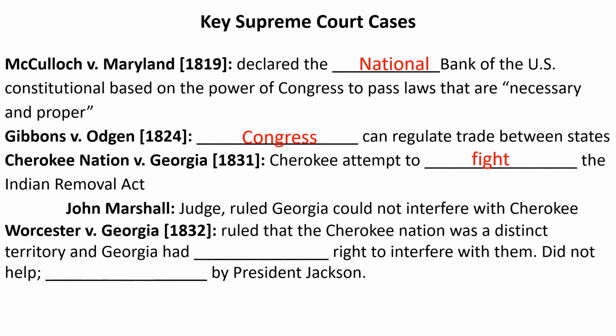Now, the judge for, I don't know which case, I think it was this one, but I'm not sure, was John Marshall. He ruled that Georgia could not interfere with the Cherokee, which is later enforced by Worcester v. Georgia in 1832. This basically ruled that the Cherokee people were a distinct territory, and in fact a different nation, that Georgia had no legal right to interfere with. And this sounds great and awesome, but then we get into a problem. President Jackson, who gave us this Indian Removal Act, flat out ignores these two court cases completely.